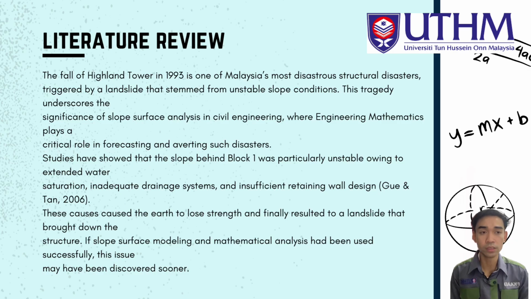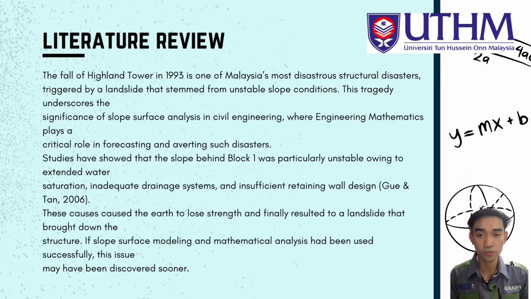For the literature review, we took a popular case in Malaysia: the Highland Tower collapse in 1993. The collapse was one of Malaysia's worst such disasters. It was caused by a landslide behind Block 1. The landslide happened due to unstable slope conditions.